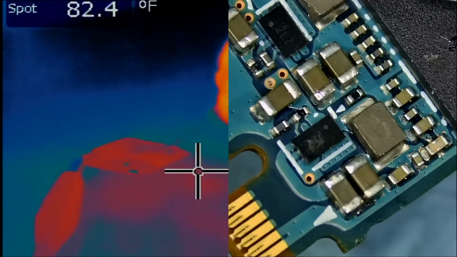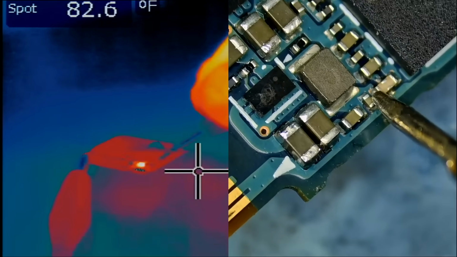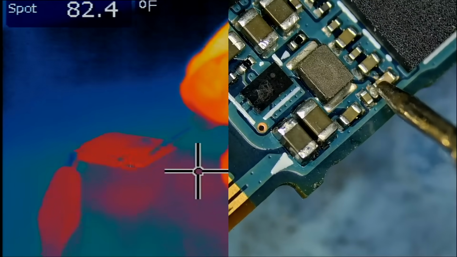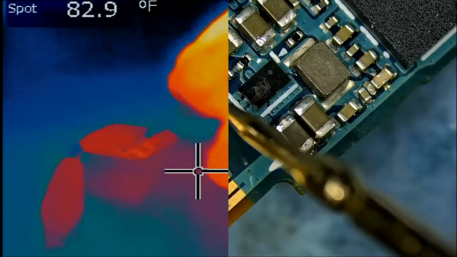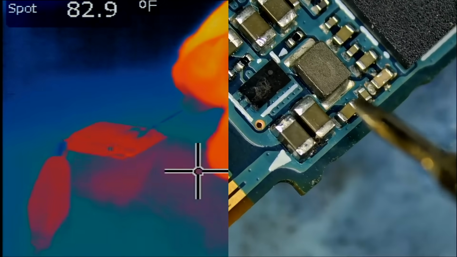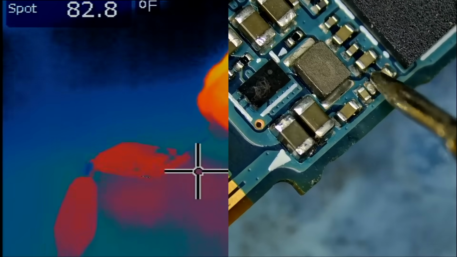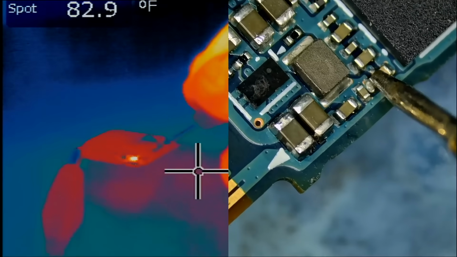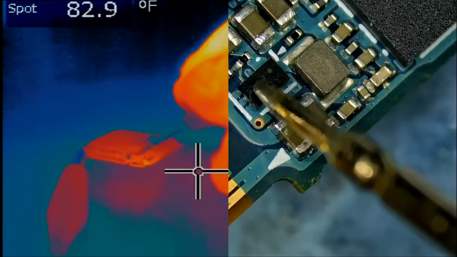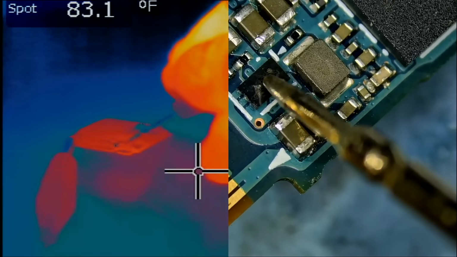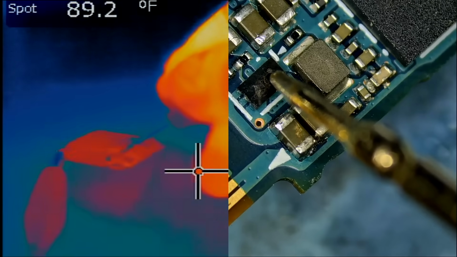We're gonna inject voltage. And look at this. Look at this. Something is getting hot down here and not where I'm injecting voltage on the cap. So I inject voltage right here. And we see heat right here. Watch.